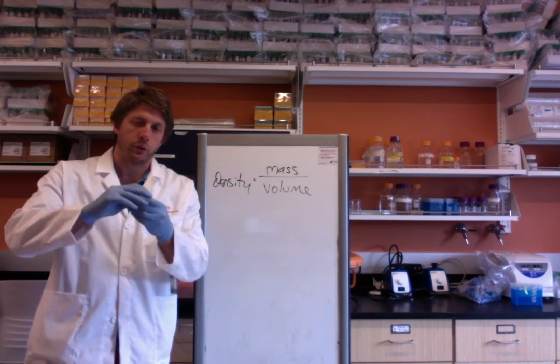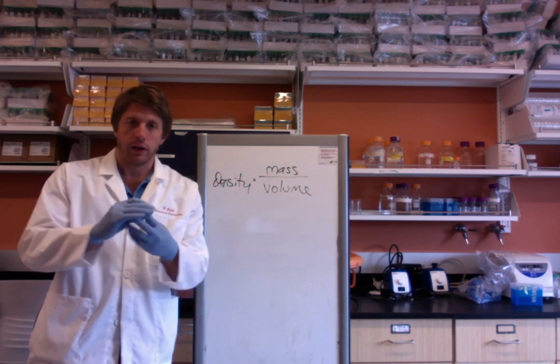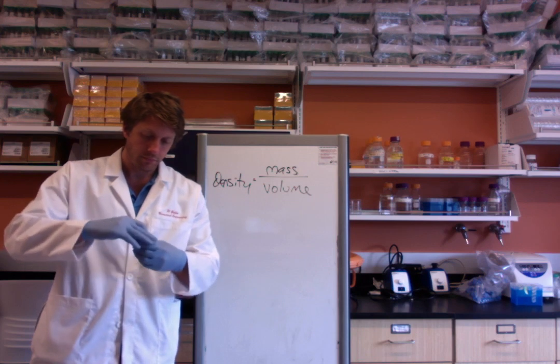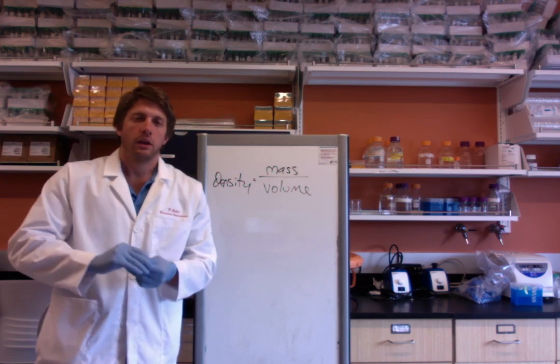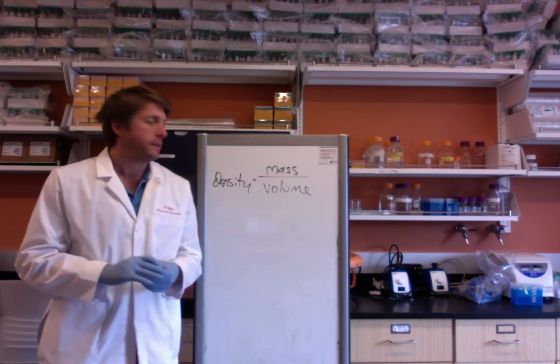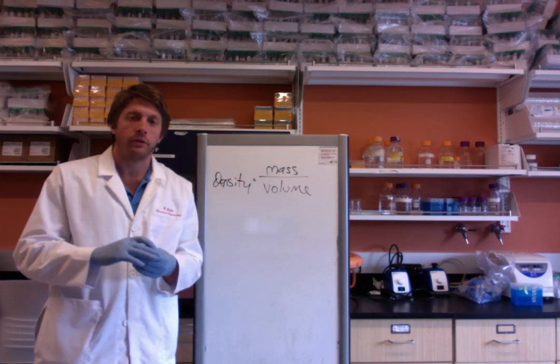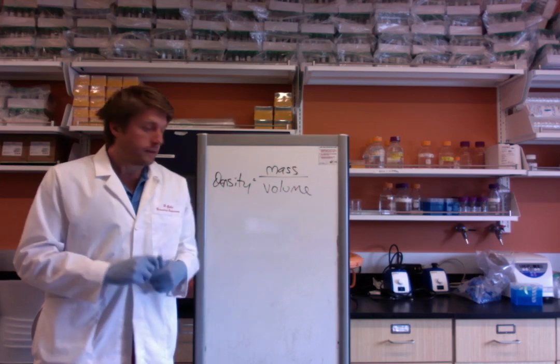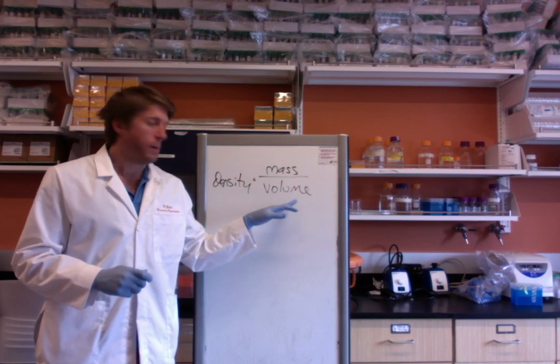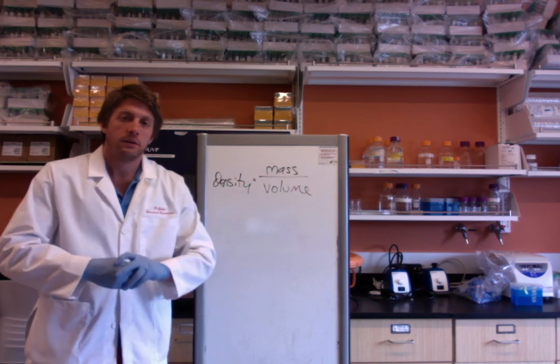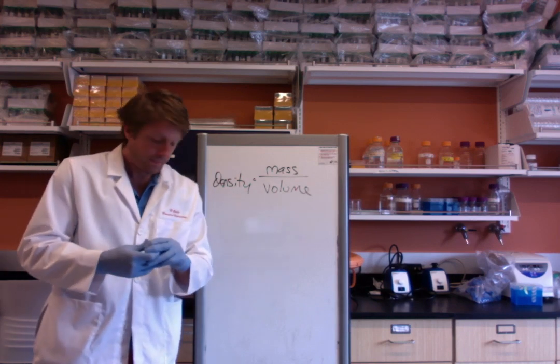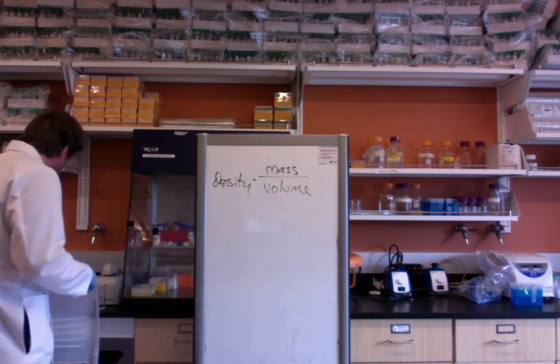What we're going to do is squish it, make it as small as we can. And what are we doing when we're squishing it? We're reducing the amount of space it takes up. So we're making the volume smaller. And since volume is in the denominator, when you make it smaller, what are you doing to the density? You're increasing it, right? So make this really dense.